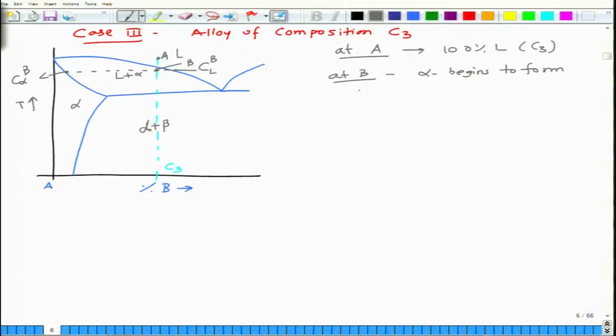So alpha begins to form. So alpha of composition C alpha B is in equilibrium with liquid of composition C liquid B, and you can find the fractions using the lever rule. And this alpha, the microstructure will be the same. So if you reach point C, for instance, the alpha will increase in quantity and liquid will decrease until we reach point D.